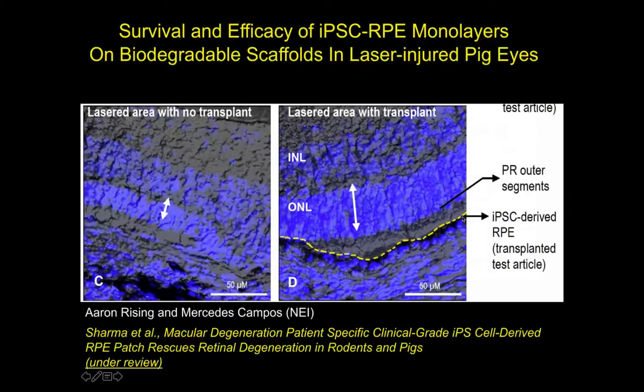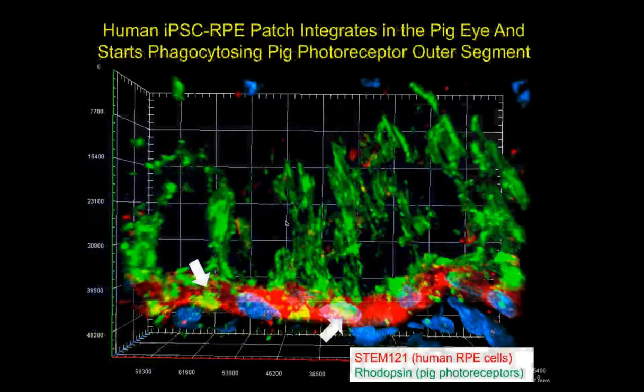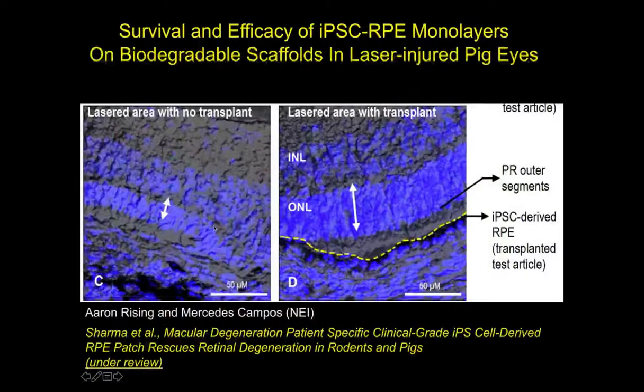You can see the transplant here marked with the yellow line. You can see the human nuclei labeled here, pigmented cells. Notice the difference in thickness of the outer nuclear layer, the nuclear layer of photoreceptors. Above the area of the transplant, it's almost double as compared to the area where there was no transplant, suggesting that human cells are able to protect pig photoreceptors from dying and the pig outer nuclear layer from getting smaller.